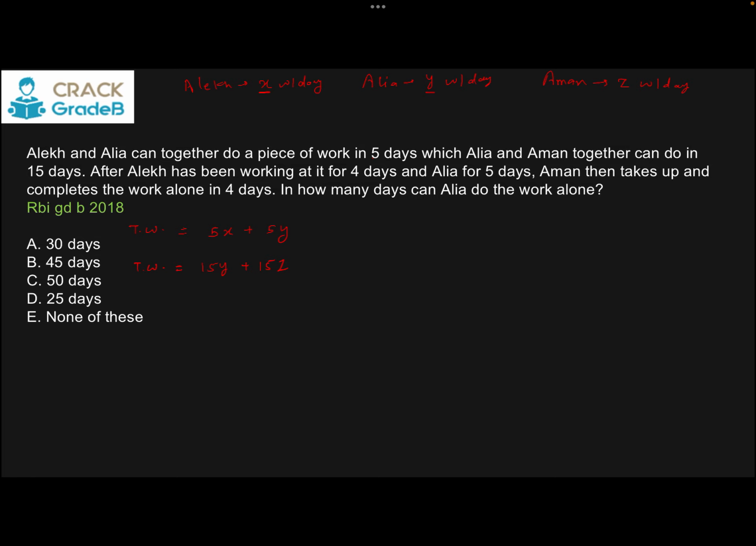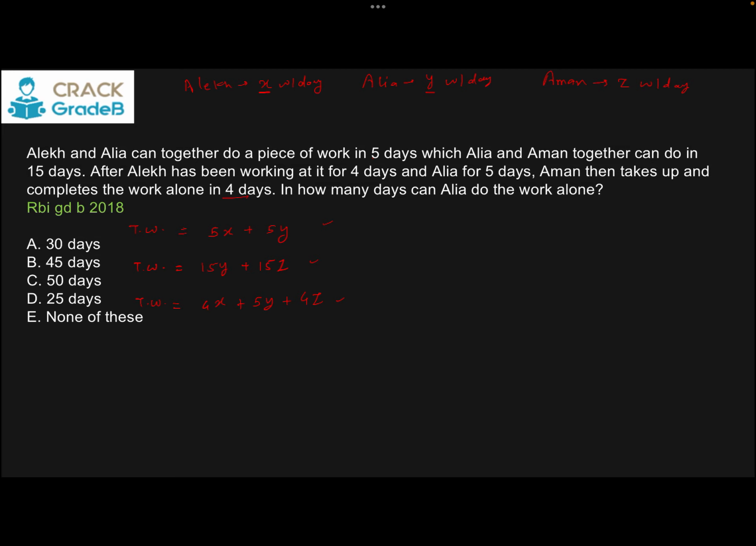According to the last statement, Alek first works for 4 days. So in his 4 days, he will do 4 X works because every day he does X works. Similarly, Alia then works for 5 days, so she will do 5 Y works in those 5 days. And then Aman works for 4 days to complete the work. So in his 4 days, he will do 4 Z works, and that also is the total work. So this is total work, this is total work, and this is total work.